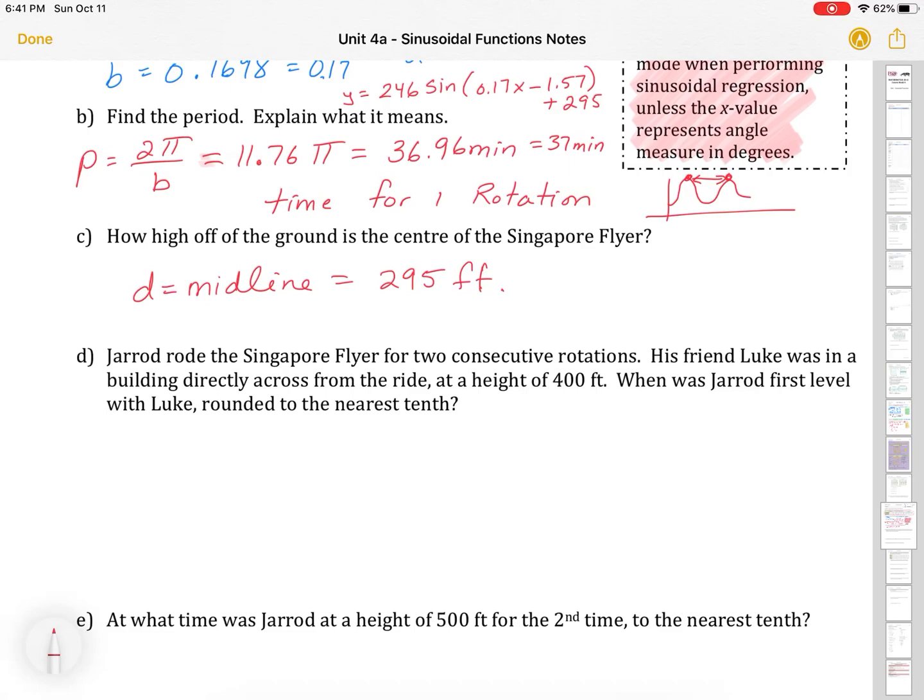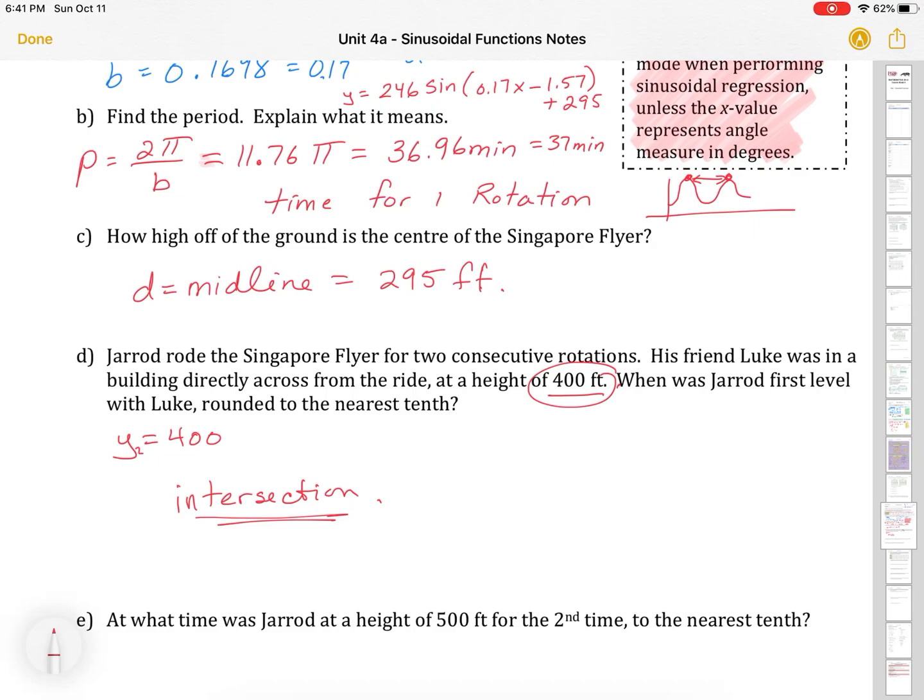Jared rode the Singapore Flyer for 2 consecutive rotations. His friend Luke was in a building across from the ride at a height of 400 feet. When was Jared first level with Luke, rounded to the nearest tenth? So you're going to want to, on your calculator, in addition to having your regression equation in there, make y2 equal to 400, because that will be 400 feet. And then you're going to do intersection.